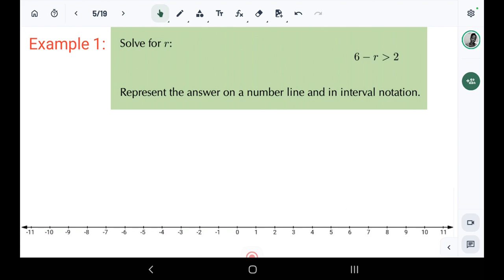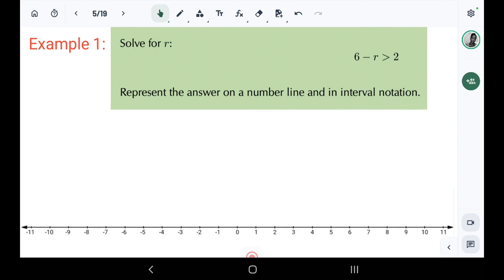Now let's look at some examples that will help illustrate how we work with inequalities. Notice something. Inequalities have this one thing that differentiates them from equations. Whenever you multiply or divide by a negative number, your inequality sign changes direction, and you'll see exactly how that happens in this example. So for example 1: 6 minus R is greater than 2. Represent the answer on a number line and in interval notation. So we're going to do both notations.